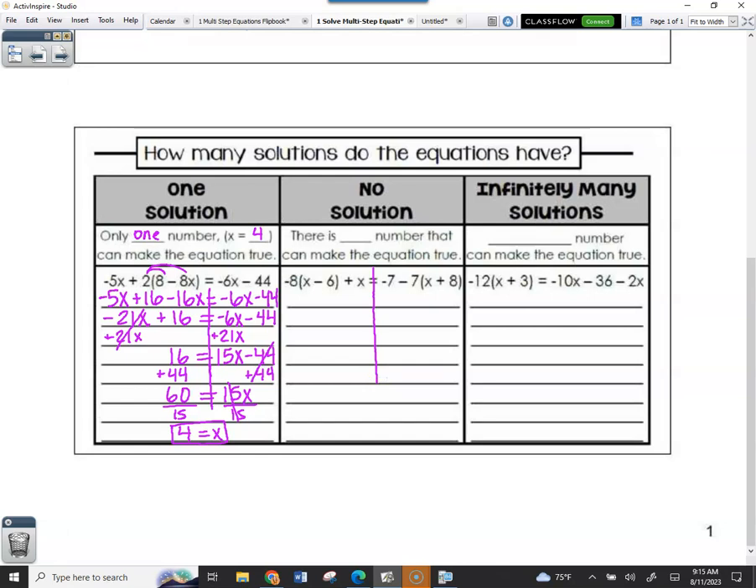So looking at this, the very first thing we need to do is distribute. So I want your first line, it's going to get crowded, to distribute the -8 and the -7 and show me what you get. Distribute the -8 and the -7.